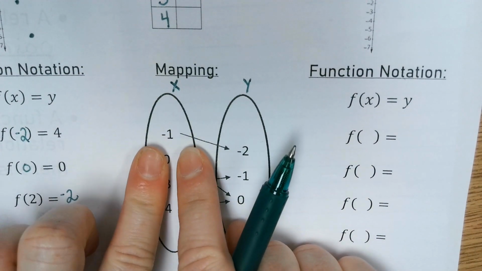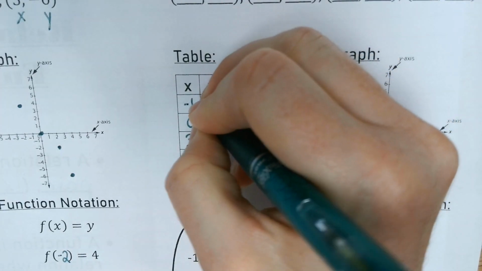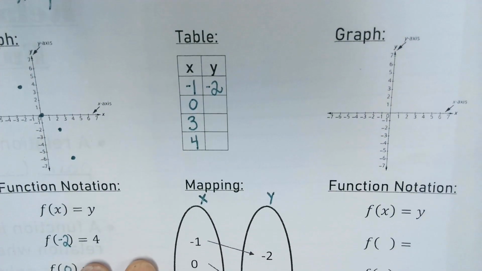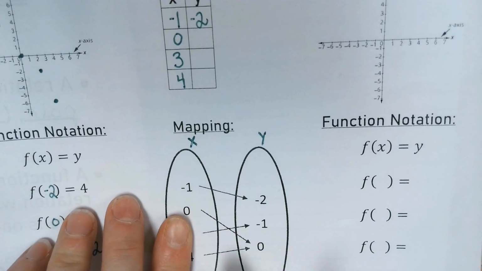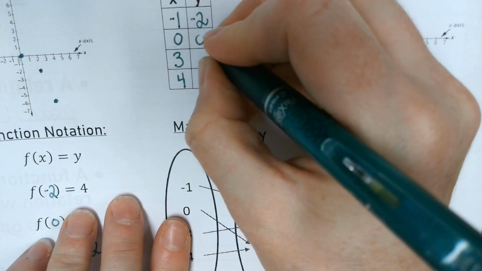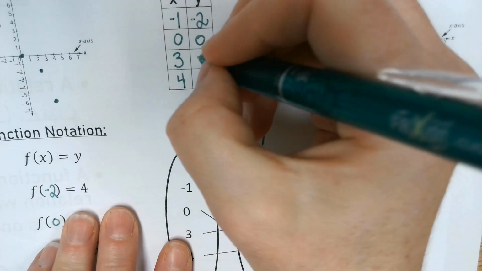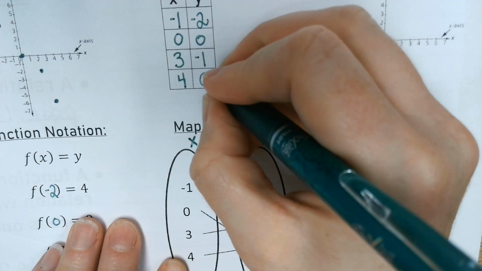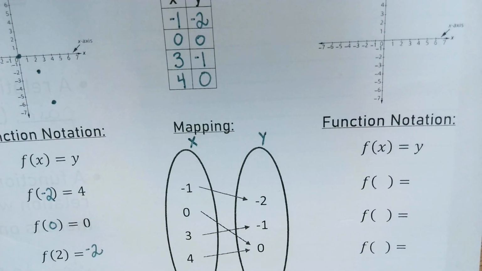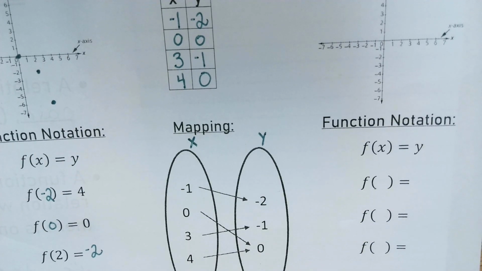So what does -1 go with? What y value? -2. What does 0 go with? 0. What does 3 go with? -1. And 4 goes with 0. What value repeated? 0 repeated, which is a y. It's still a function, though.